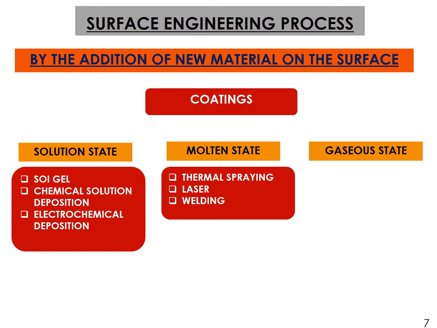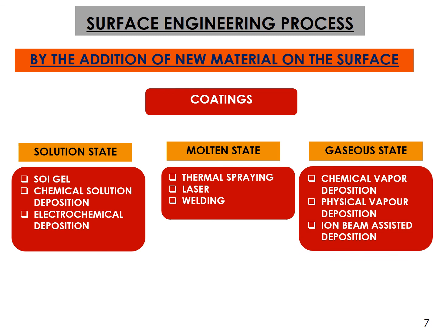Then comes the gaseous state. In this classification, whatever is to be coated is passed through a gaseous or vapor phase before it is deposited onto the desired surface. Some of the common gaseous state processes are chemical vapor deposition, physical vapor deposition, and ion beam gaseous depositions. You can see the terms I have discussed here: chemical solution deposition, sol gel, thermal spraying, laser, chemical vapor deposition, etc.